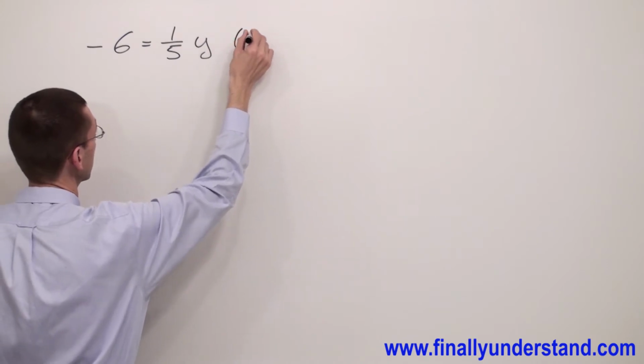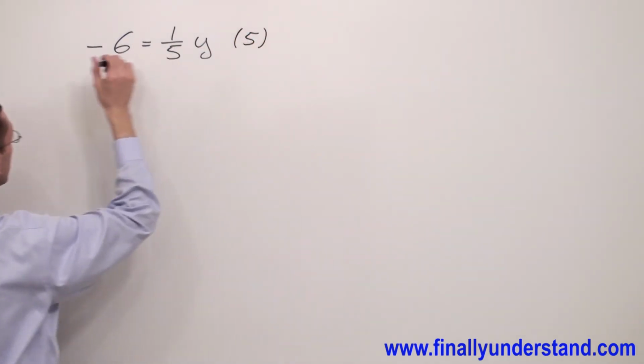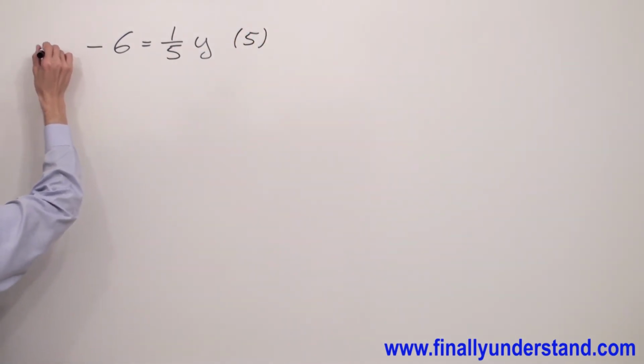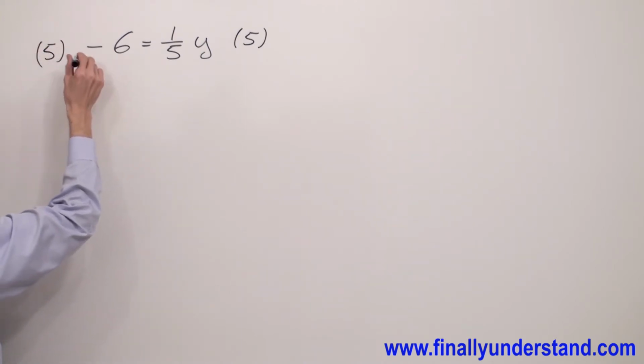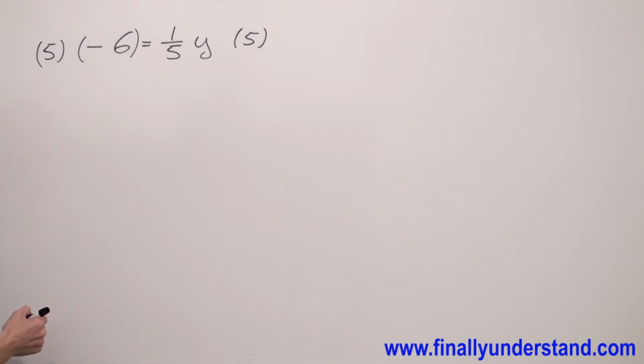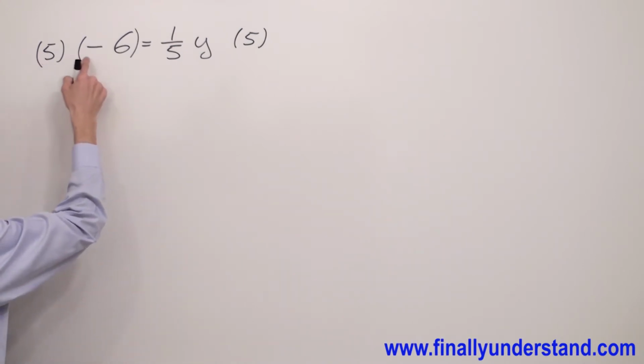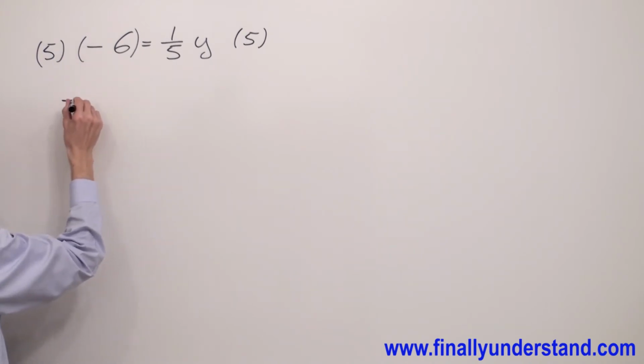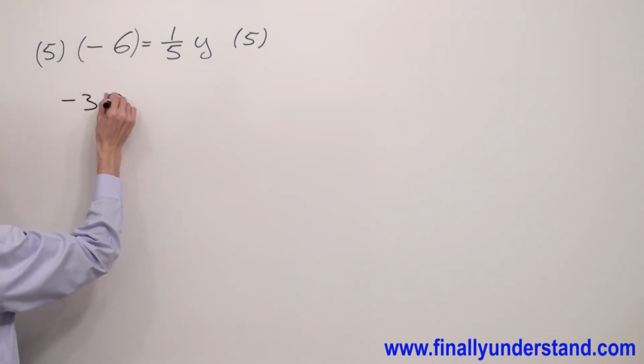That's why I'm going to multiply the right side by 5, and the left side I'm going to also multiply by 5. Because I have a negative number, I'm going to write this number inside of the parentheses. Take a look at what will happen. 5 times negative 6 is negative 30. Okay?